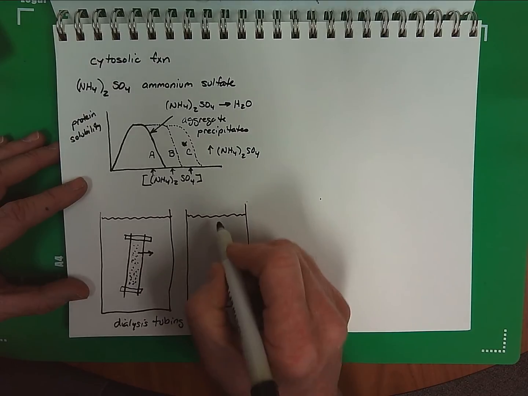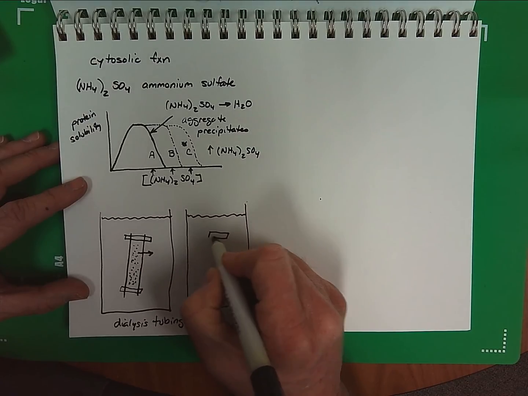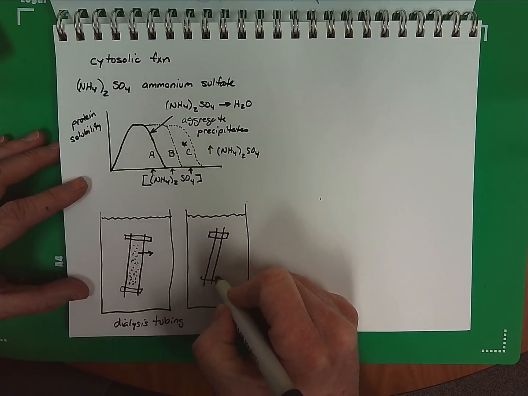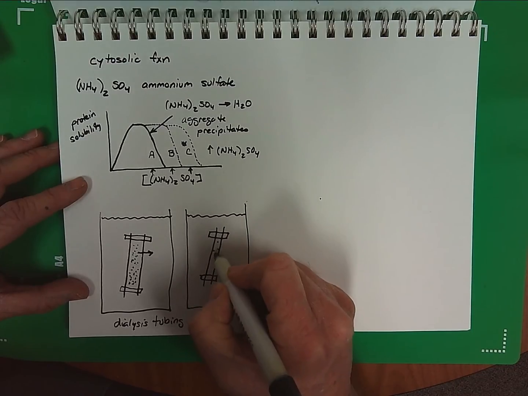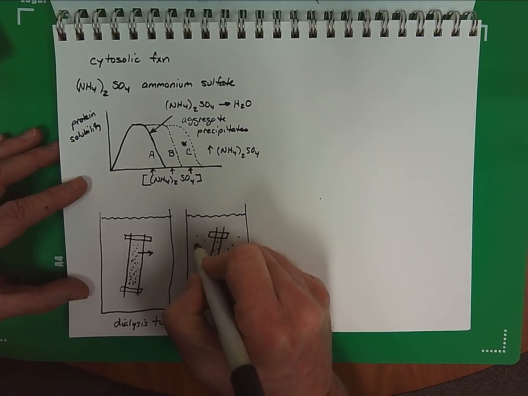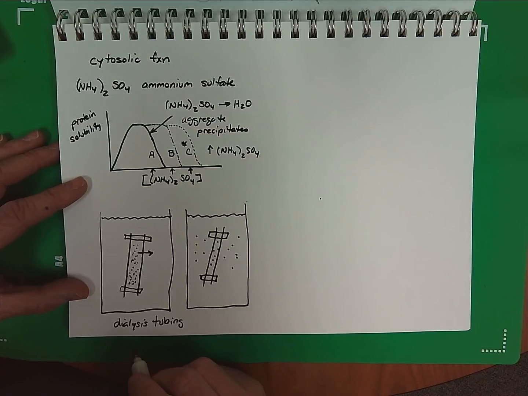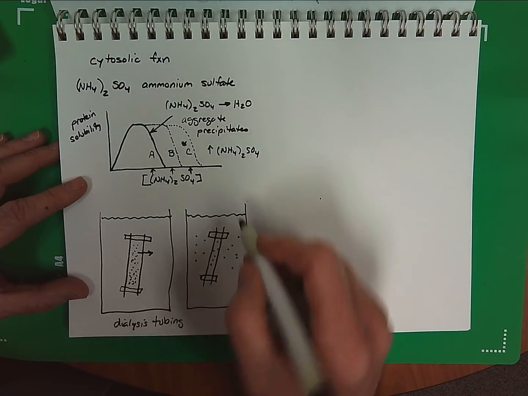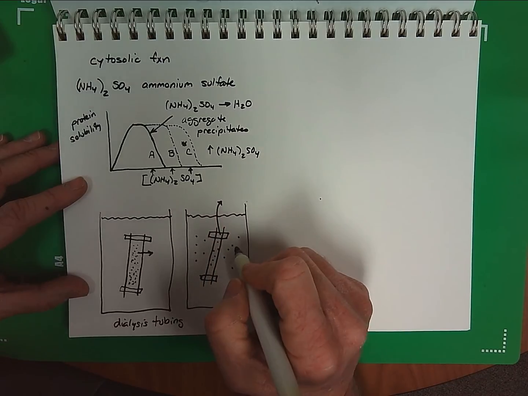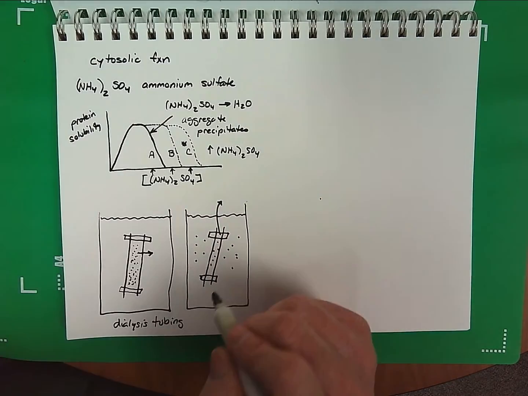And over time, what we will have is called an equilibration of ammonium sulfate in the bag and on the outside, when it reaches equilibrium. Then we can remove the bag with our protein in it and move to the next step of purification.